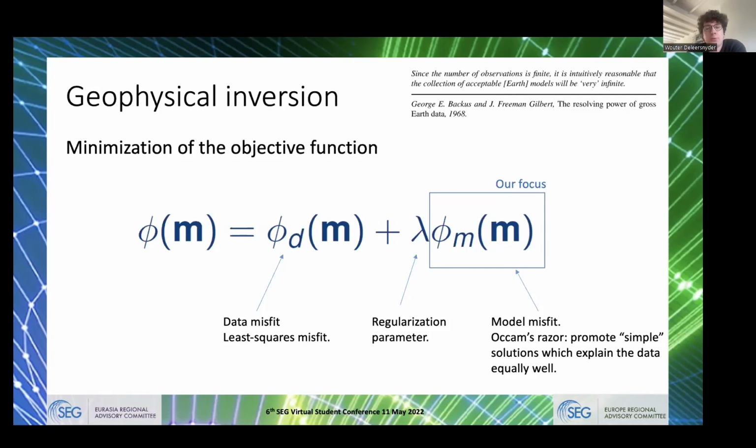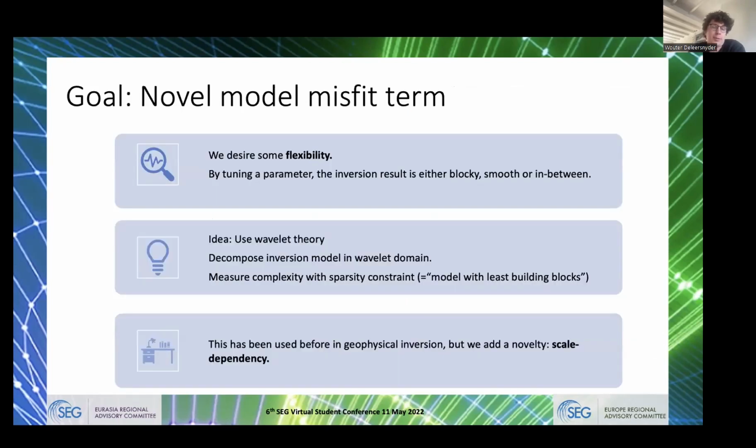And that's also the focus of this research for this specific part, where I need to develop a novel model misfit term, which is a little bit more flexible than the normal model misfit terms.